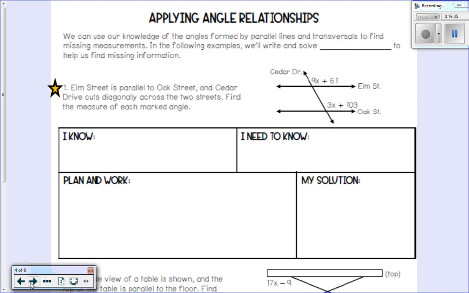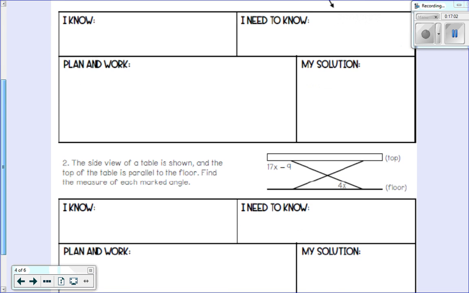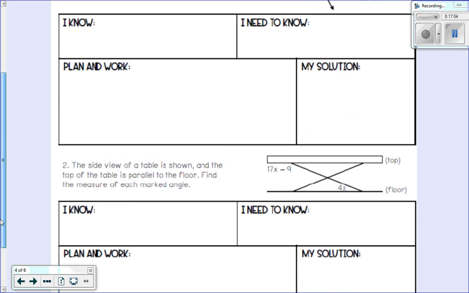Our first problem here, we can use our knowledge of the angles formed by parallel lines and transversals to find missing measurements. In the following examples, we'll write and solve equations. It's very important that you set up your equation correctly, right? It's really important you know that relationship to help us find missing information. So we're going to do example 1 together, and then I'm going to let you try example number 2.